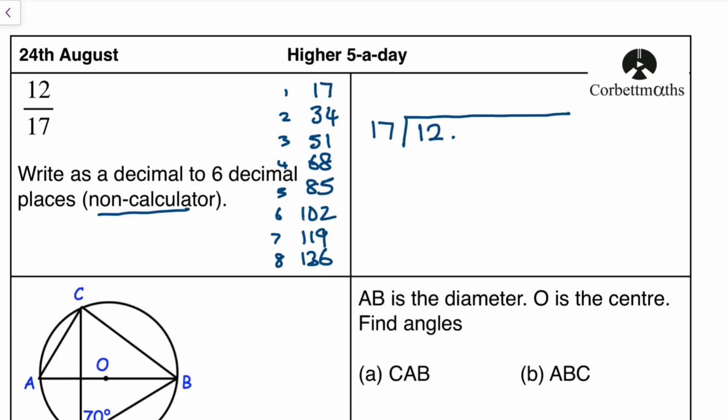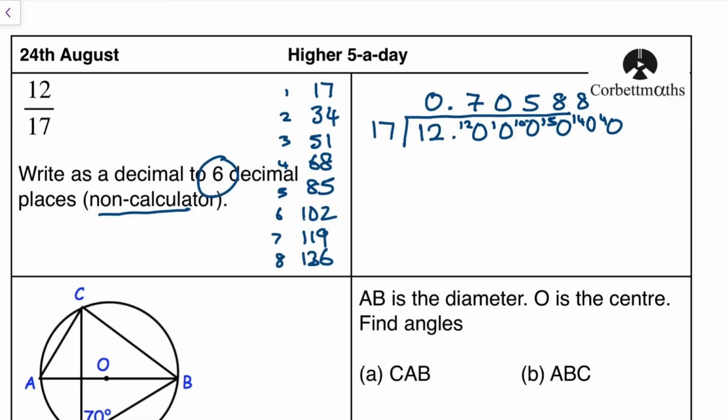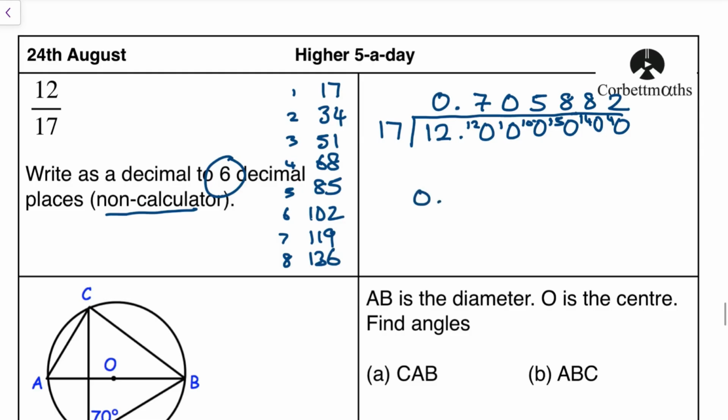So 17 doesn't go into 12, that's 0, which leaves me with 12 and a 0, or 120. That's going to be 7 times, so I'm using the scale that I've worked out, which is 119, so that's remainder 1, which leaves me with 10. That's going to be 0 times, which now leaves me with 100. Feels a bit like primary school. That goes in twice, and that's done. Don't care about the remainder now. So my answer is going to be 0.705882, and that is going to be my answer.